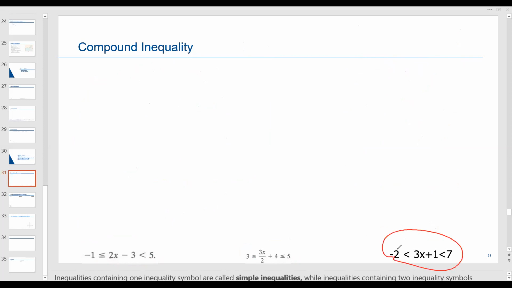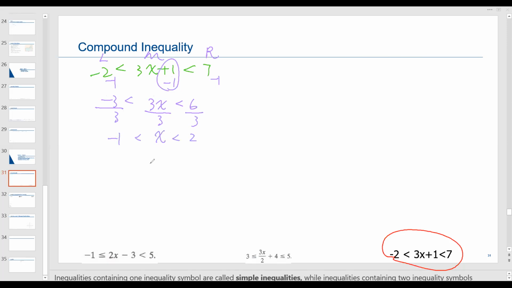All right, let's see this one, more examples. -2 less than 3x plus 1 less than 7. Same here: left, middle, and right. Right now we subtract 1 to make this constant disappear, so it changes to 6 and -3. And divide by 3 at the same time. So here it became 2, here it became -1.